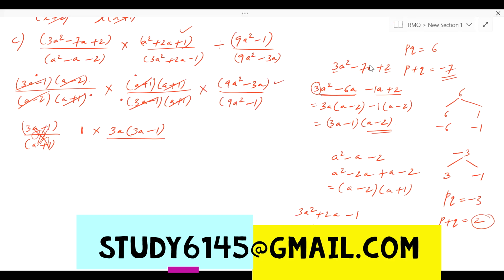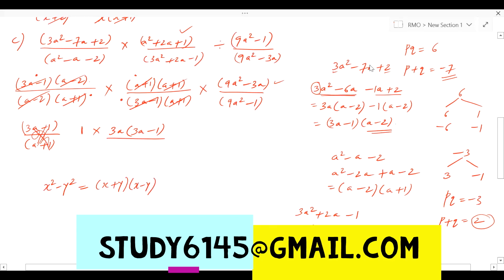We will do 9a square minus 1. Okay, there is a confusion here? No, I'm not sure how to do that one. Okay, just tell me again what would be the formula for x square minus y square. X plus y and x minus y.